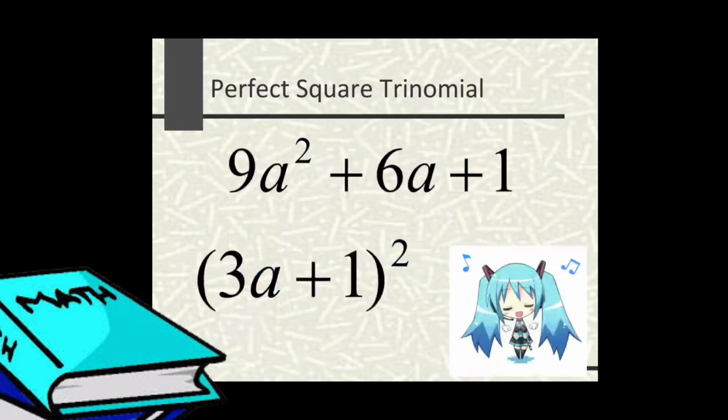For our last example, we have here 9a squared plus 6a plus 1. We need to get the square root of our first term. So for 9a squared, the answer is 3a. The square root of our last term, which is 1, is 1. Then we need to get the sign of the middle term. Since this is positive, we put positive in the parentheses, and we square the result. So the answer is (3a plus 1) squared.